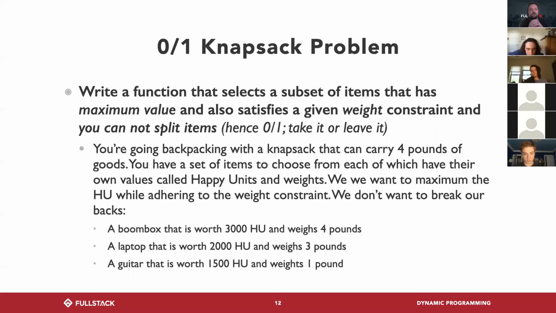So the reason it's called 0-1 knapsack is because it's a take it or leave it kind of thing. When we look at an item, we have 2 options. We can either take that item and put it into our knapsack, which would be a 1 for success, or 0 and we leave that item and don't put it in the knapsack. So in this case, let's say we have one that can carry 4 pounds of goods. We have a set of items to choose from, each with their own values. We're calling them happy units here, but they could be dollar amounts or any sort of value associated with them, and how much it weighs. So we need to maximize how much value we get out of this, how many happy units in this case, while adhering to our weight constraints. We can't just put all the items in because that'll be 8 pounds and our knapsack only holds 4. We don't want to break our backs with this.